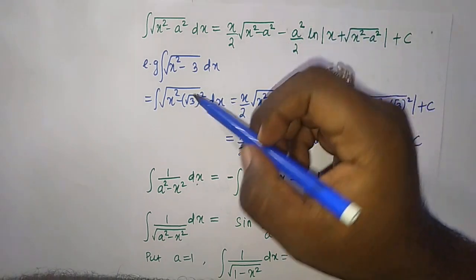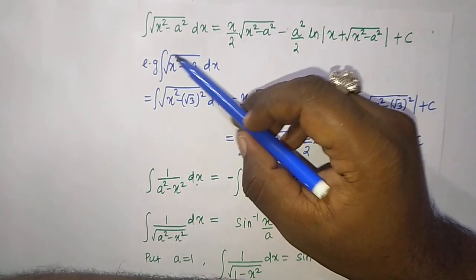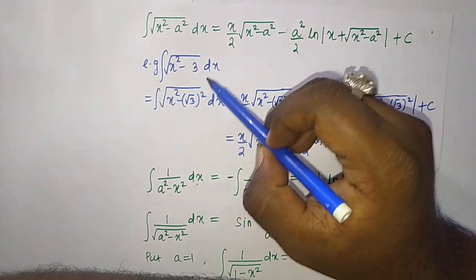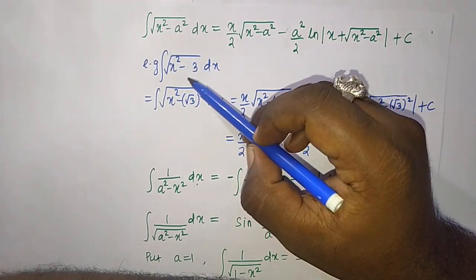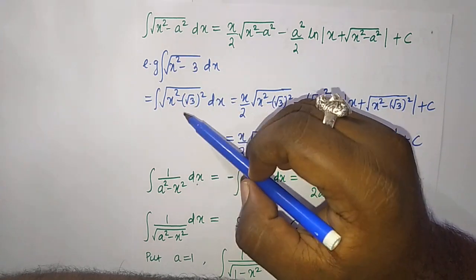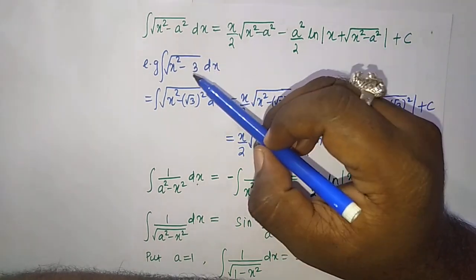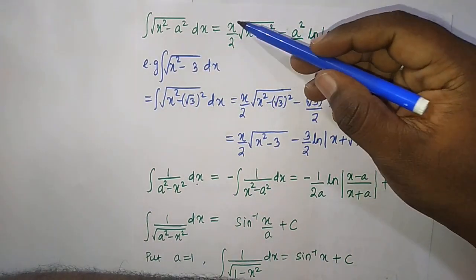Here is one simple example I have given. Here is the question: we have to find the integration of root over of x square minus 3. We can write 3 as root 3 whole square. So in place of a we have got root 3, so put root 3 in place of a. Here is x by 2, right?